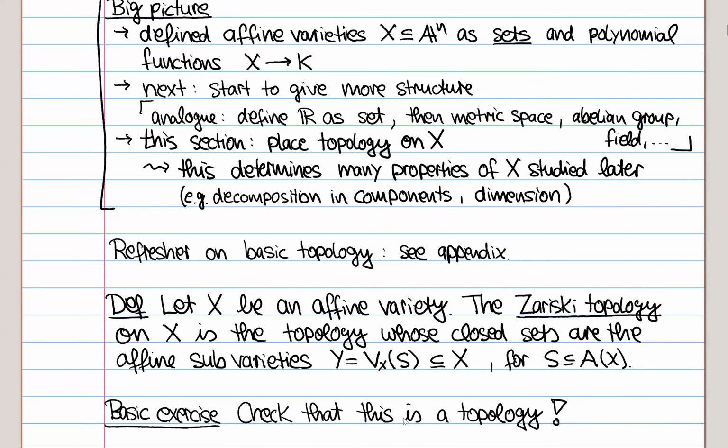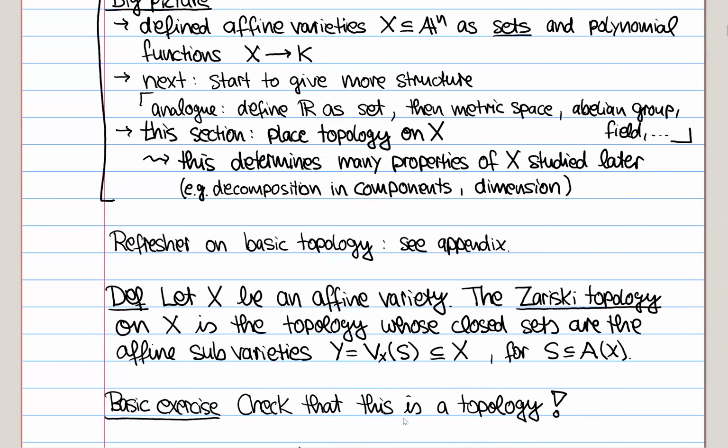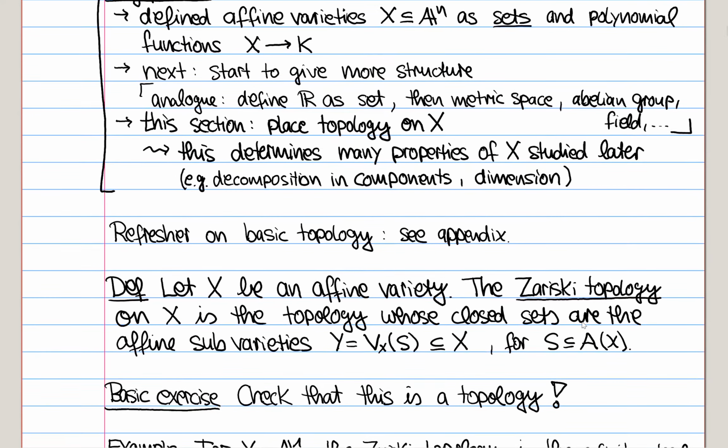A basic sanity check that you should do for yourself is that this is indeed a topology. There are three axioms that the topology needs to satisfy: that the empty set and the entire set are in there, that finite unions of closed sets are again closed, and that possibly infinite intersections of closed sets are again closed. And this corresponds exactly to things which we have already seen before.